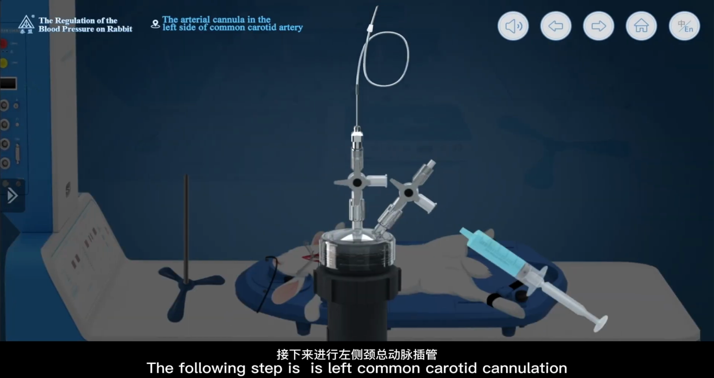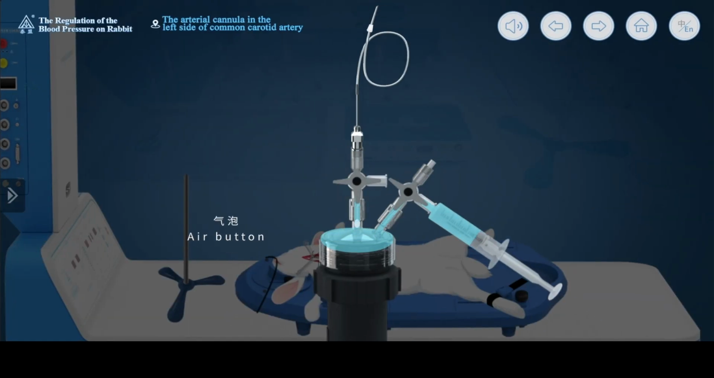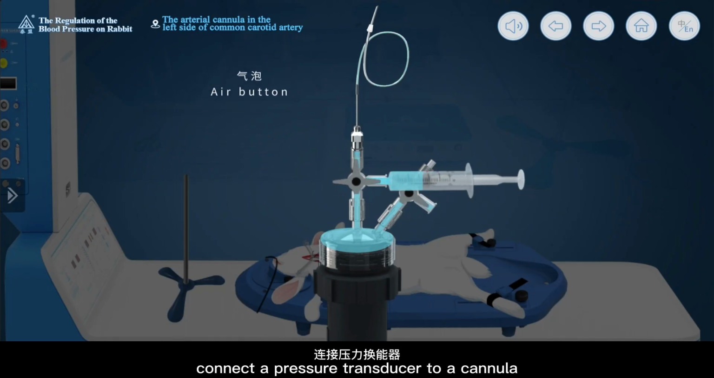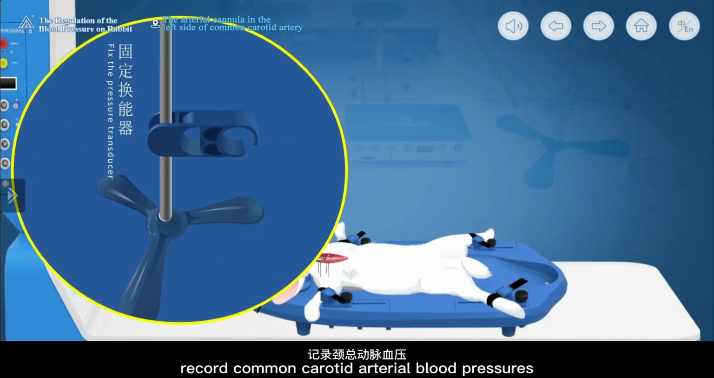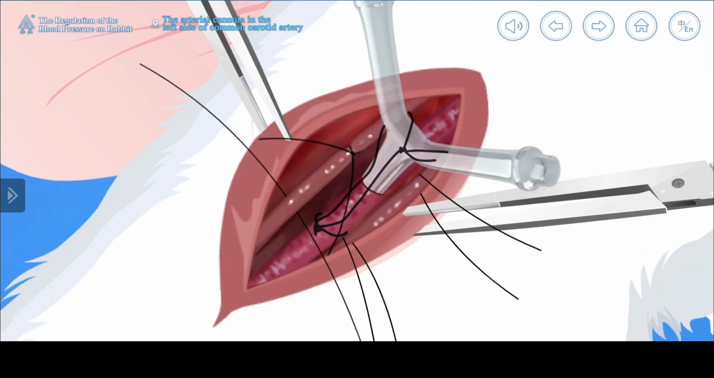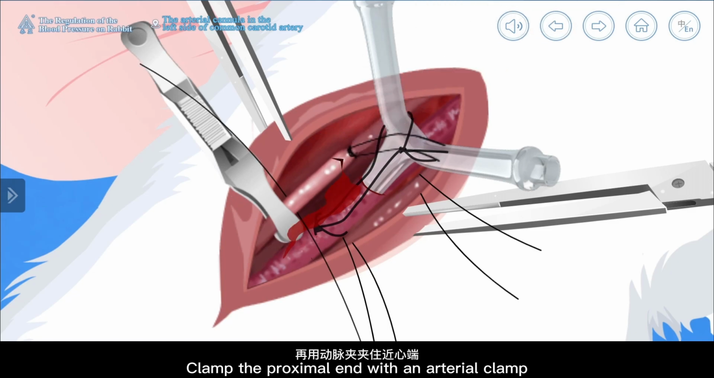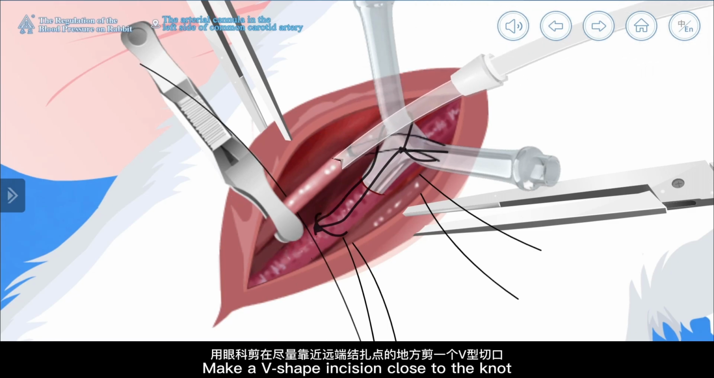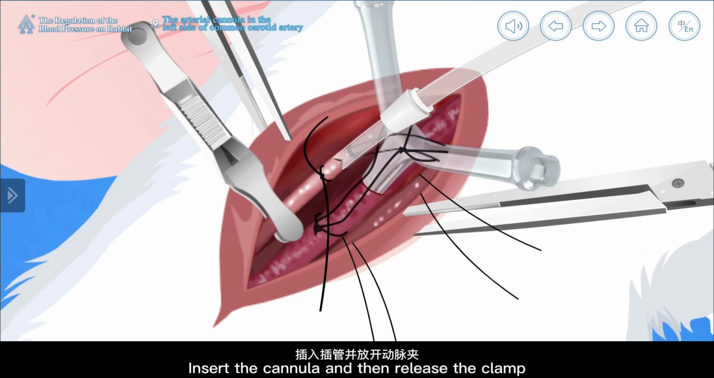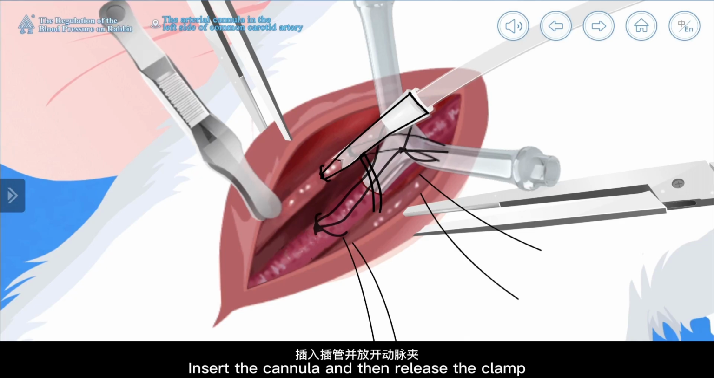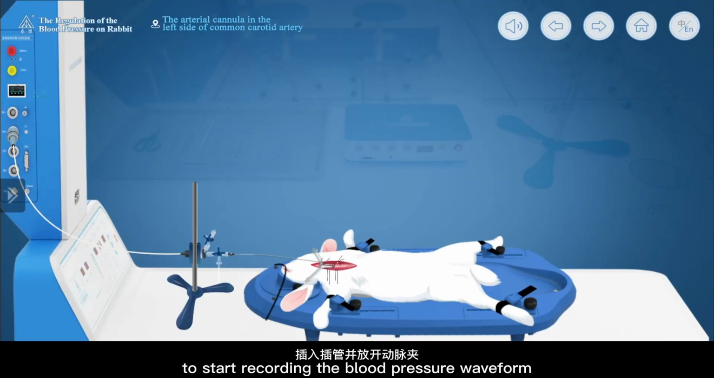The following step is left common carotid cannulation. Connect a pressure transducer to a cannula in order to record common carotid arterial blood pressures. Ligate the distal end of the left carotid artery with a thread underneath. Clamp the proximal end with an arterial clamp. Make a V-shaped incision close to the knot with ophthalmic scissors. Insert the cannula and then release the clamp to start recording the blood pressure waveform.